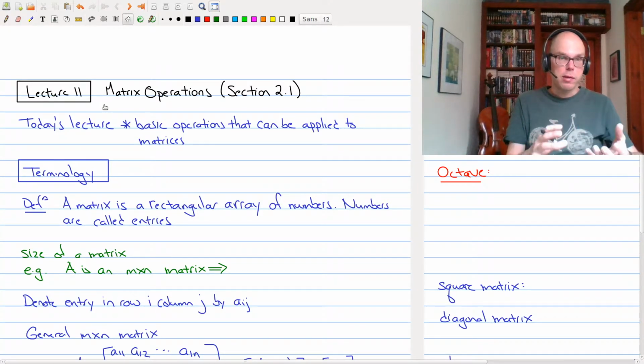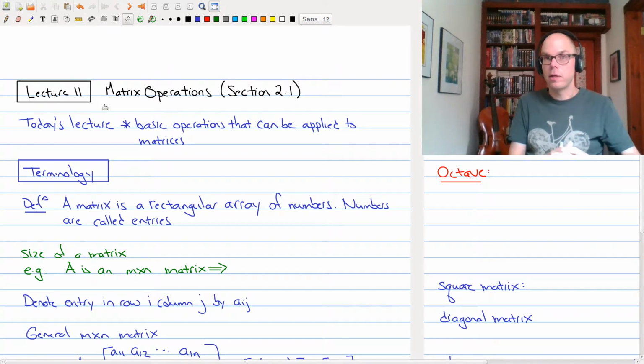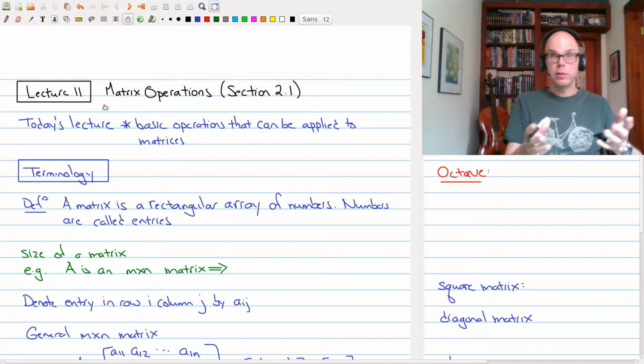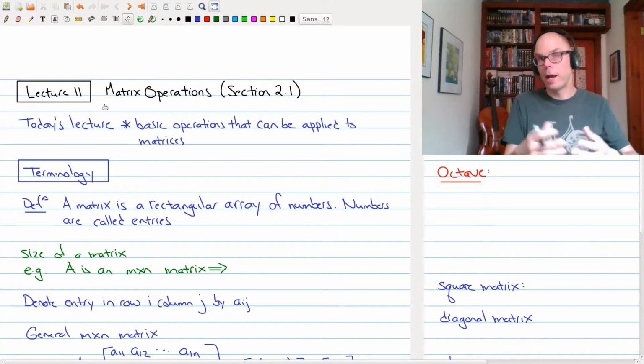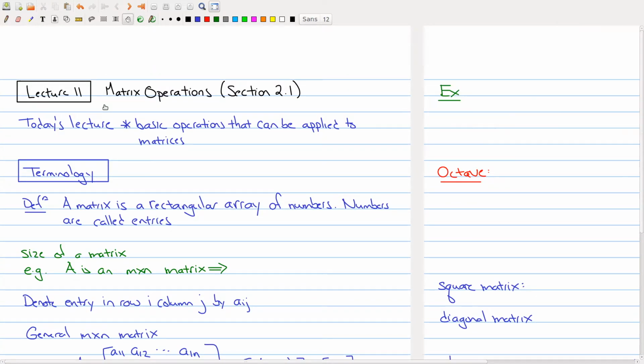We'll learn about things such as the transpose, and we'll be learning about some of the basic properties of these operations. As well, in today's lecture, I'm going to try to show you how you can implement these operations in Octave or in MATLAB if you're using that. So let's jump right into the basic terminology.